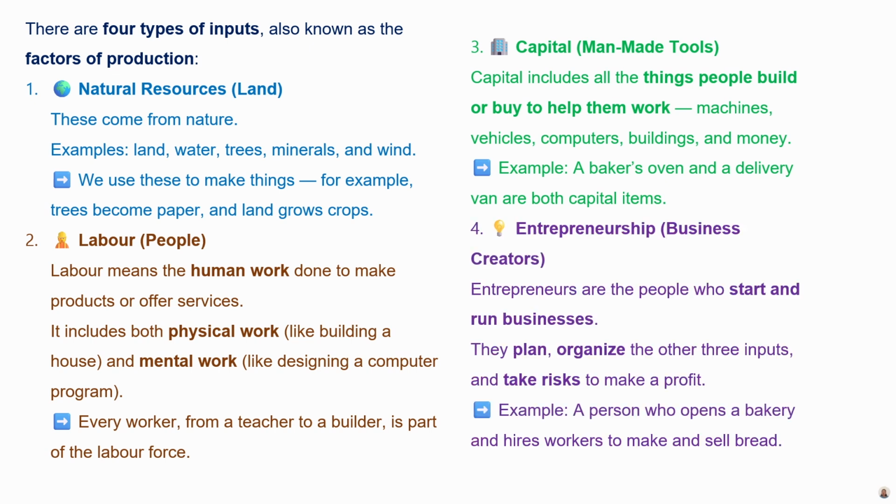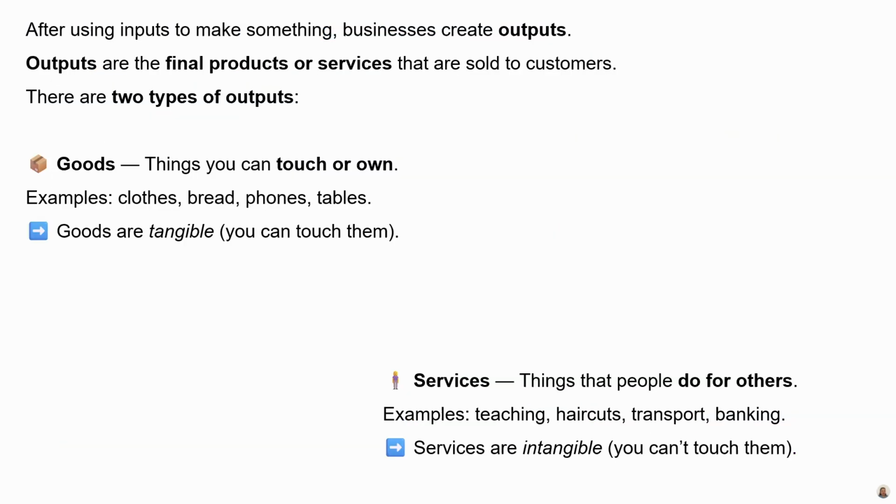Our fourth factor of production is entrepreneurship. Now, this is our business creator. Our business creator uses all three inputs, all three factors of production, because they use it to start and run their business. They plan and organize and take risks so they can create opportunities and jobs for people. So our business creators are risk takers.